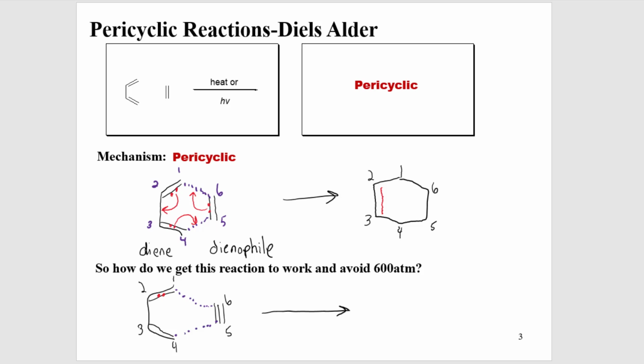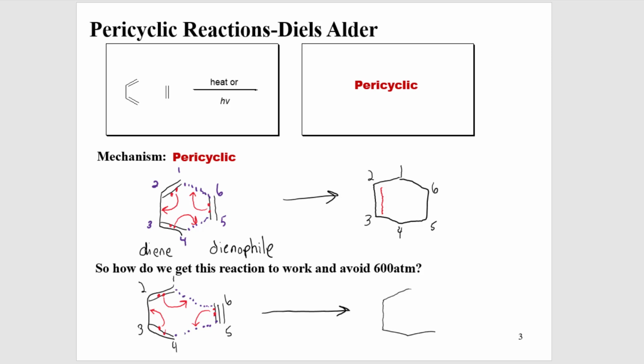And I could have also done it in the other direction. Just to show you, I'll start tracing it in the other direction. Let's take this pi system and make the new sigma bond between 1 and 6. Let's use one of the pi bonds between 5 and 6 and make the new bond between 4 and 5. Let's use the pi bond between 3 and 4 and come full circle, making a new pi bond between 2 and 3. Let's draw the result.